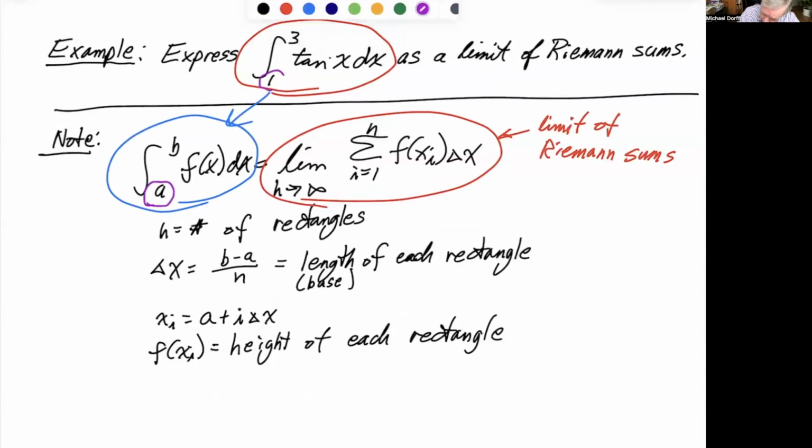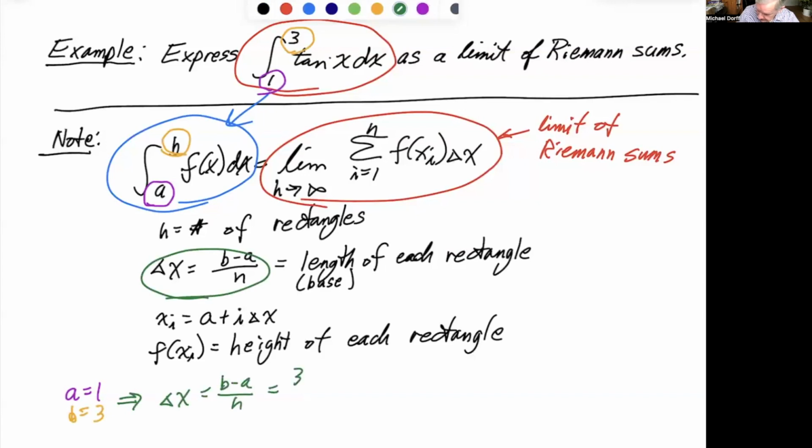I first have that my a is 1. So in this problem, a is 1. That's in purple. Let's see, in gold, I'll do b. b is equal to 3. And then I know, I'll use dark green here, that delta x equals b minus a over n. So delta x in this problem is going to be b minus a over n, which is 3 minus 1 over n, which is 2 over n. Okay, and I'm going to plug that in over here.